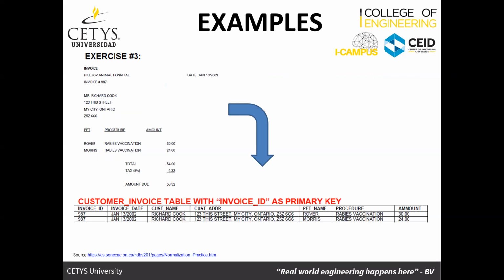Obviously, again, this isn't the ideal way to store the information. There's a bunch of partial dependencies there that are obvious. The invoice date is going to depend on the invoice, because the customer address just depends on the customer. The procedure is going to depend on the pet and the invoice. The amount is just going to depend on the procedure. That's actually a transitive dependency. The amount is going to depend on the procedure, and procedure isn't the primary key. So those are the things that we need to navigate or eliminate.